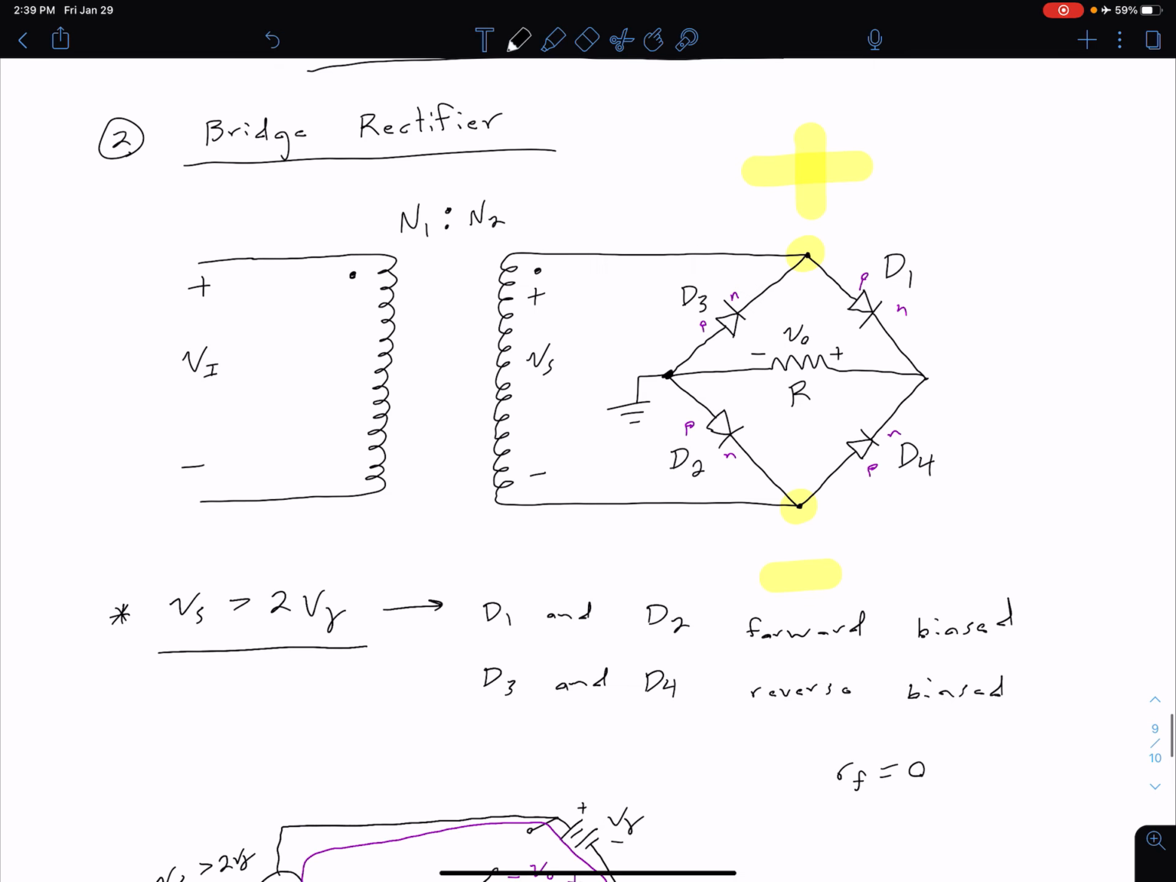Okay, so let's come back up here and reconsider these points. Now at this top point, this is going to be more negative, and at this bottom point, now it's more positive. And so of course we can see that this means our P side of D4 is more positive than our N side, so it's forward biased. Our P side of D3 is more positive than the N side. Again, the P side is grounded, but our N side is at a negative potential. And then the opposite is true for our D1 and D2. Their P sides are more negative than the N sides, which means that those two diodes will be reverse biased.